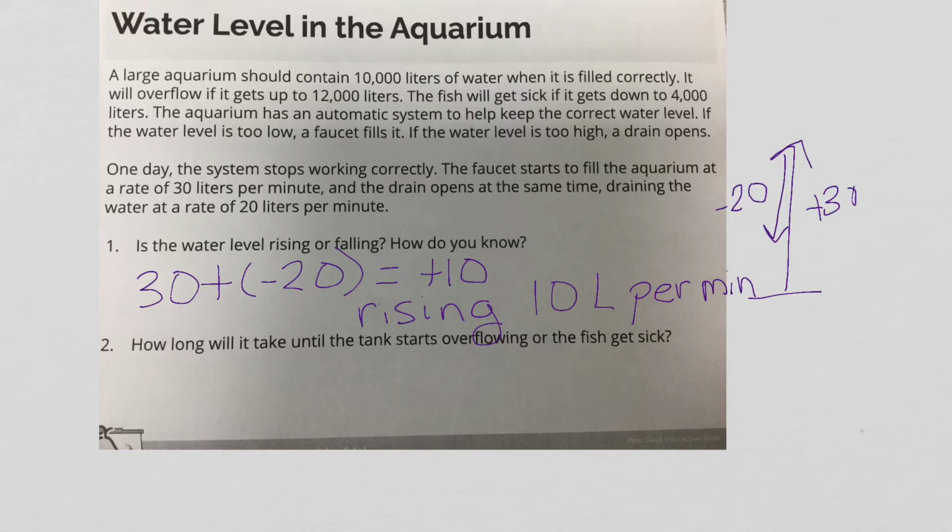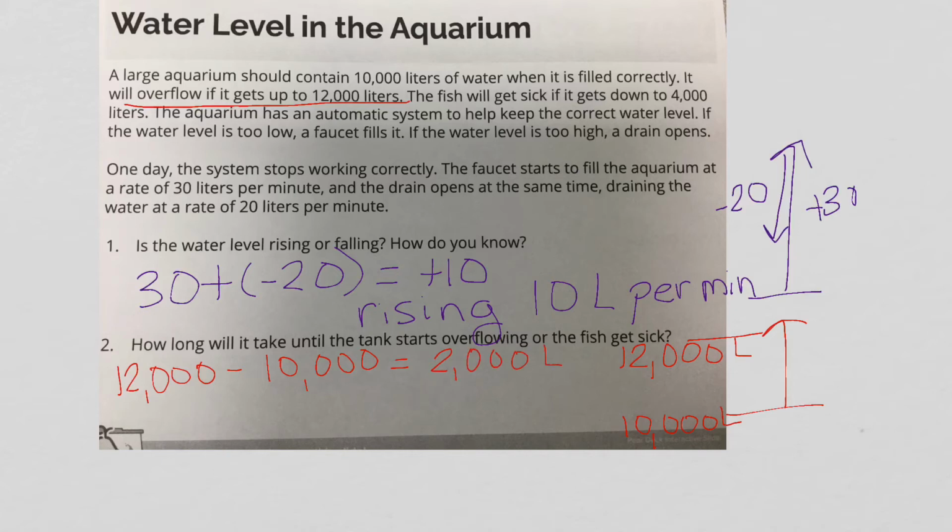How long will it take until the tank starts overflowing or the fish gets sick? Because we are increasing, we're looking at the overflow amount. So we're currently at 10,000 liters, and we don't want it to overflow. It overflows at 12,000. So 12,000 minus 10,000 means that we have 2,000 liters until overflow.